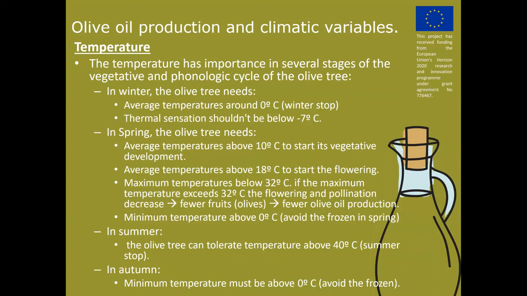In summer, in our experience or in our opinion, the temperature is not very relevant to the olive tree, because the olive tree can tolerate temperatures above 40 Celsius degrees, because the olive tree does a summer stop. With high temperature, the olive tree stops the photosynthesis process. And in autumn, the most relevant thing is that the minimum temperature mustn't be below 0 Celsius degrees.